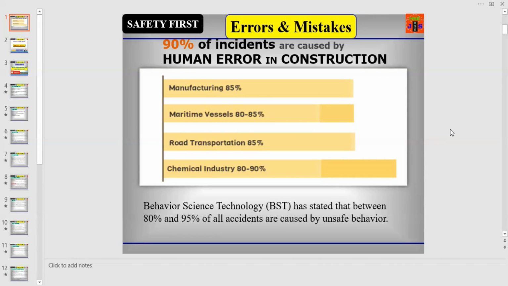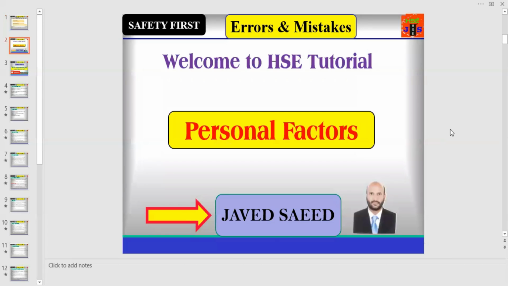As per the research of behavior science technology, 80 to 95% of all accidents are caused by unsafe behavior of human beings. In other words, it means because of human factors, because of human mistakes and errors. Welcome to HSC tutorial. Today, we are discussing the personal factors, errors and mistakes. How many types of errors and how many types of mistakes.